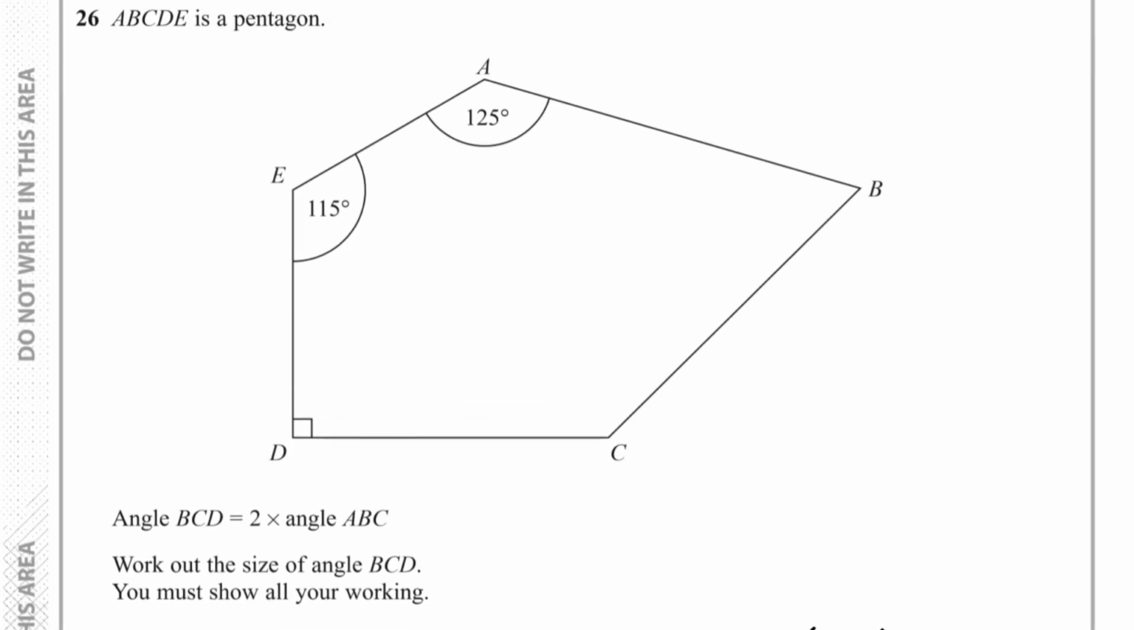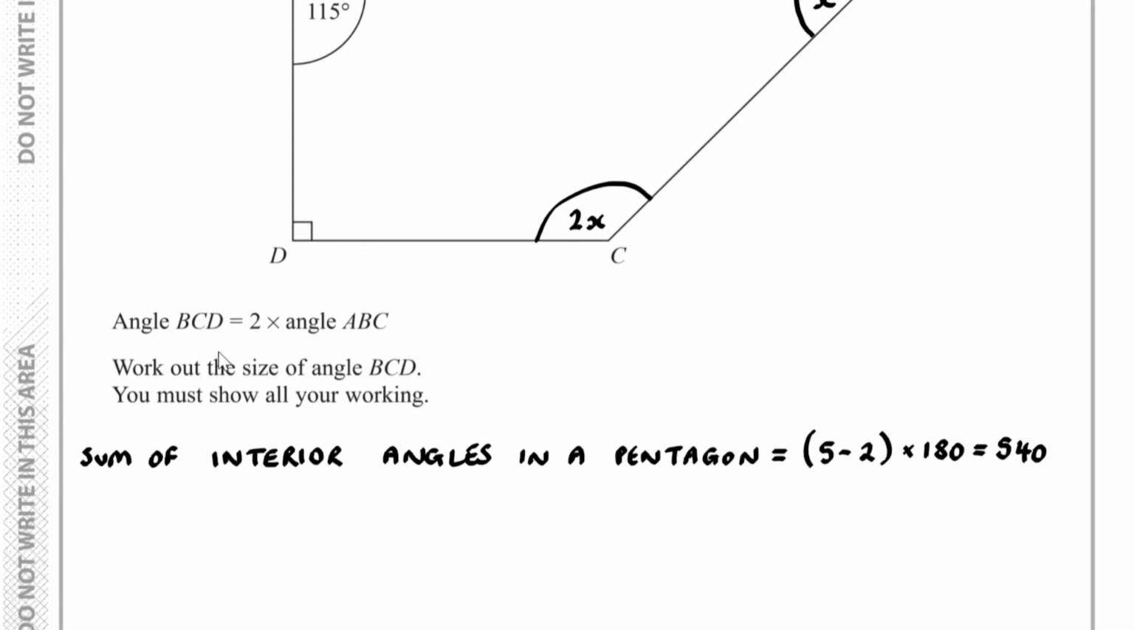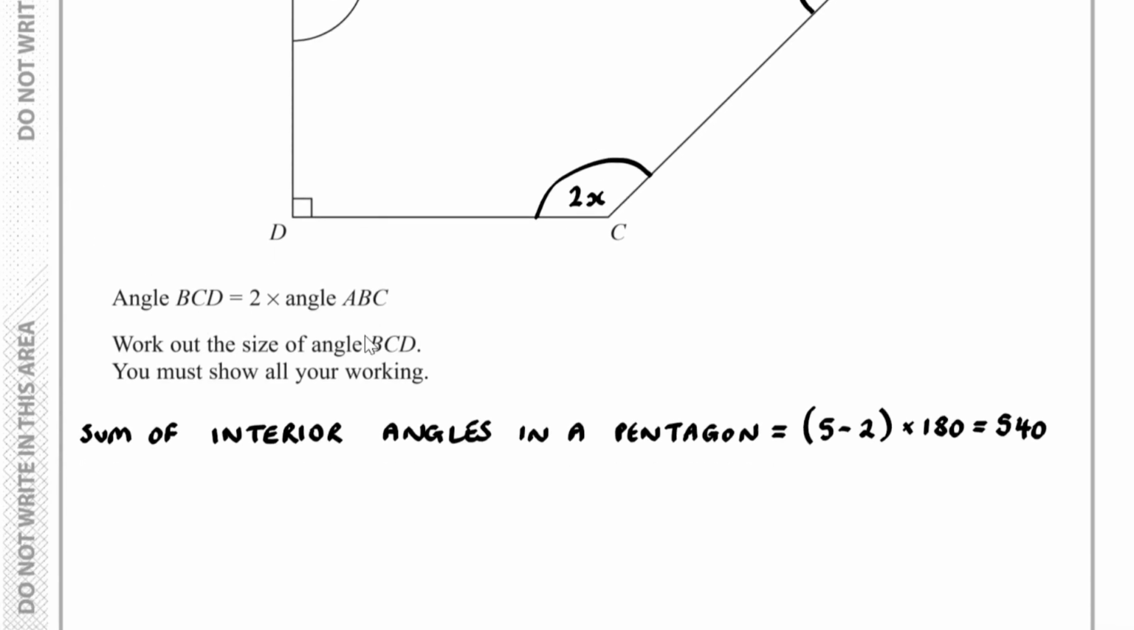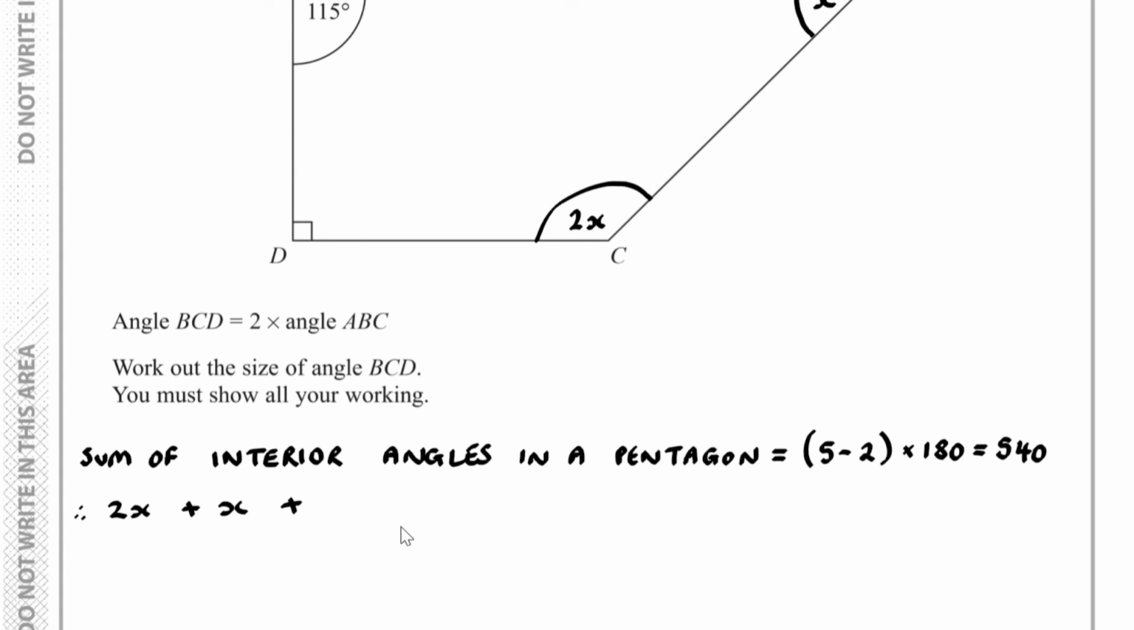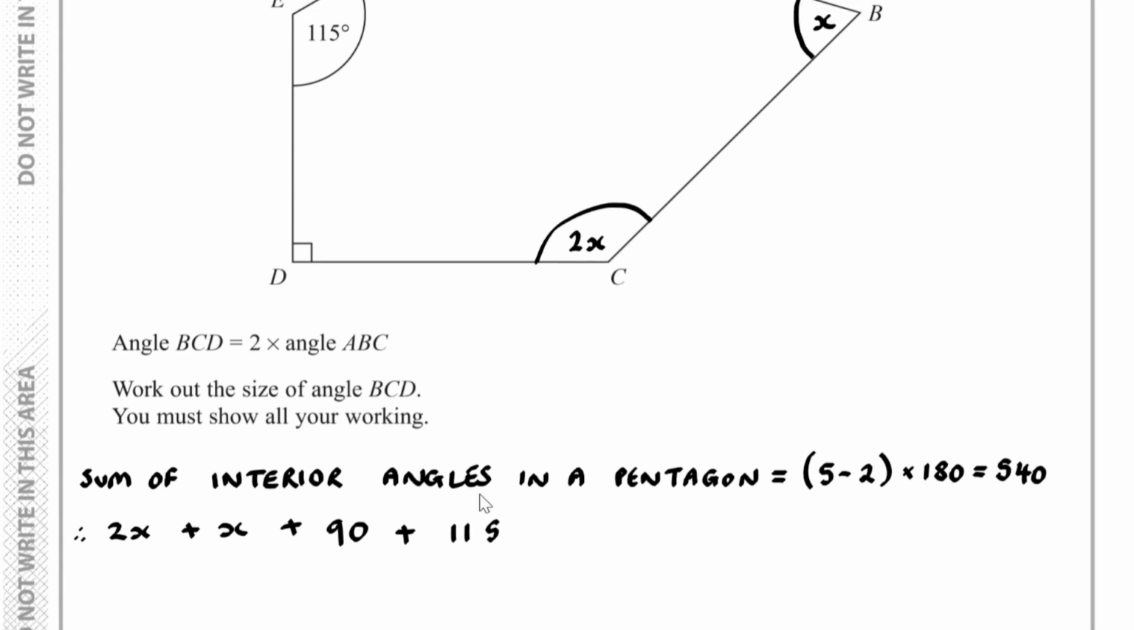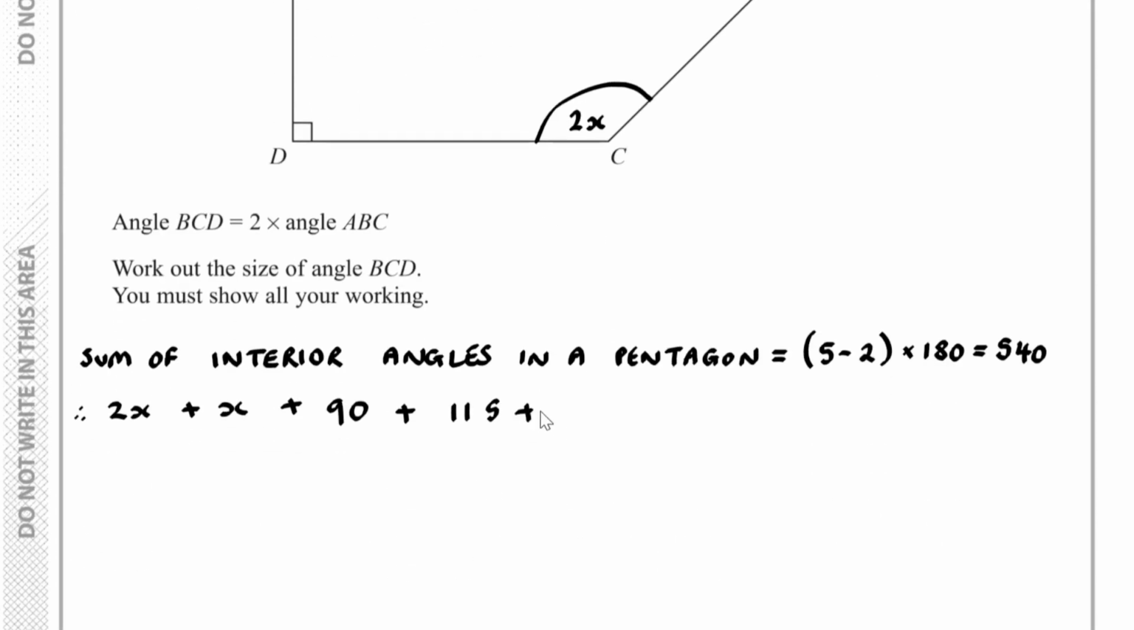Now, if we say that this angle here is x, then the angle here must equal 2x, because we are told that the size of the angle BCD is twice the angle ABC. So we have 2x plus x plus, now here we've got 90, and then we add on 115, and we've also got the 125. The sum of these angles is 540.